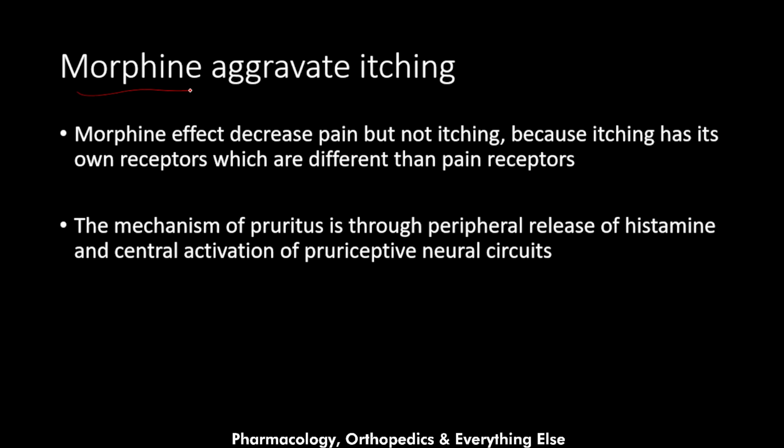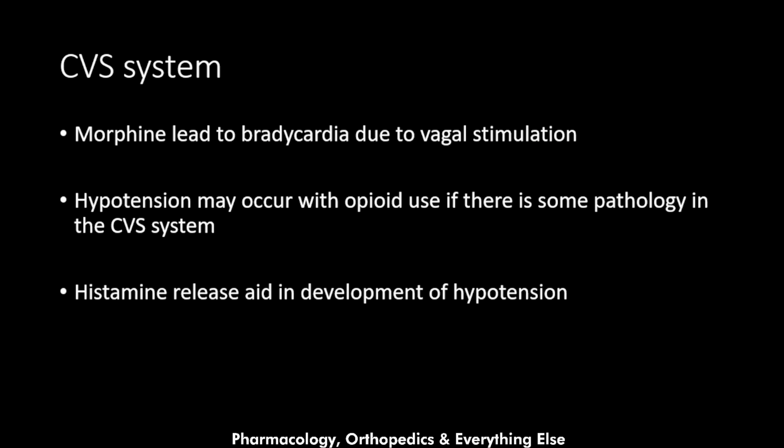Morphine also aggravates itching. Itching is also known as pruritus. So the morphine effect decreases the pain, but not the itching, because itching has its own receptors, which are different from the pain receptors. And the mechanism of pruritus is through the peripheral release of histamine and central activation of pruriceptive neural circuits.